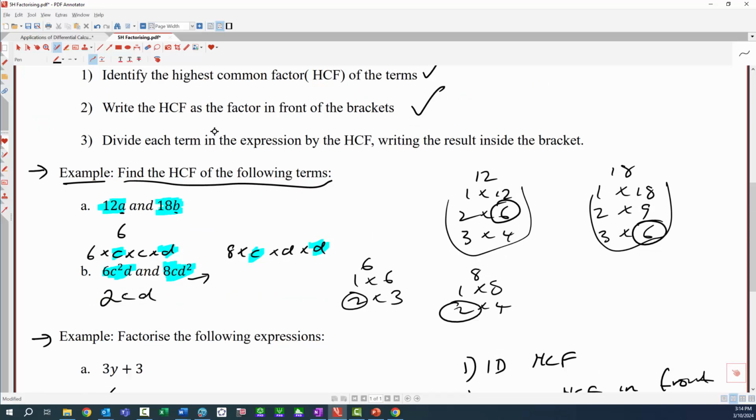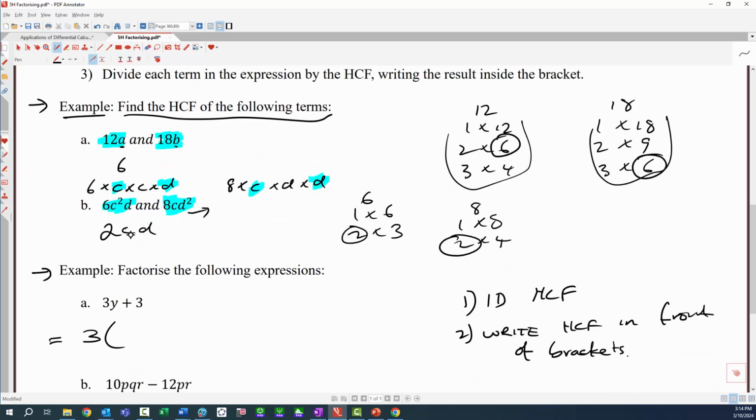Now what we've got to do is divide each term in the expression by the highest common factor, writing the result inside the bracket. The way you do this is: I've got 3y here, which is the first term, and I'm going to divide that by 3. 3y divided by 3 is simply y. I do the same over here where I've got positive 3 and I divide that by 3, and that is 1.